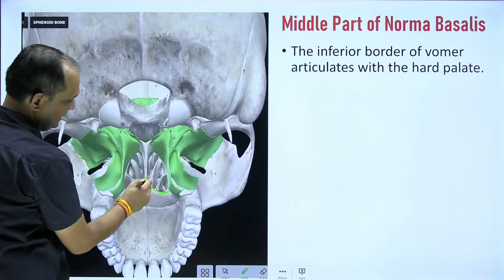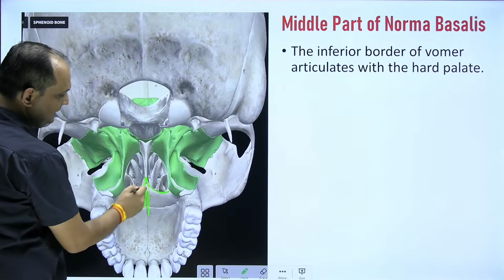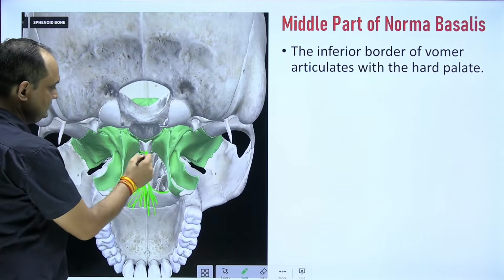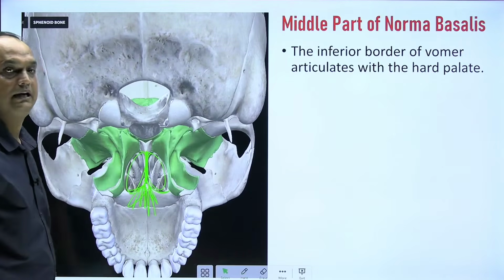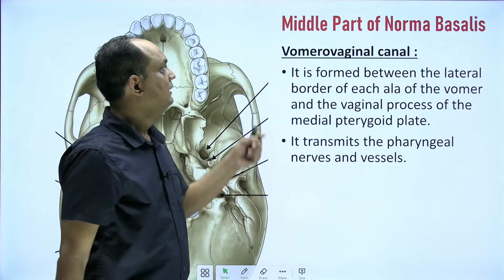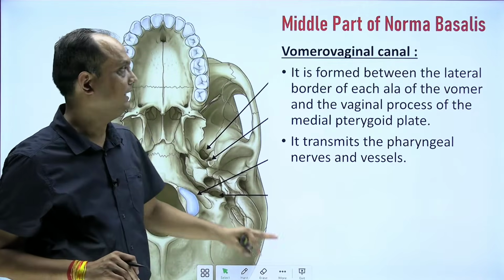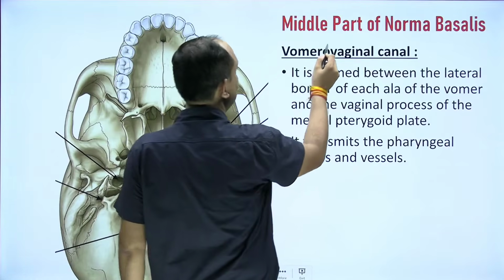If you look at the vomer, its inferior border makes a joint with the upper part of the hard palate. That's why it is a midline bone, and it divides the posterior nasal opening into right and left halves. Now when you look at the ala related to the vomer bone, you have one more important thing.